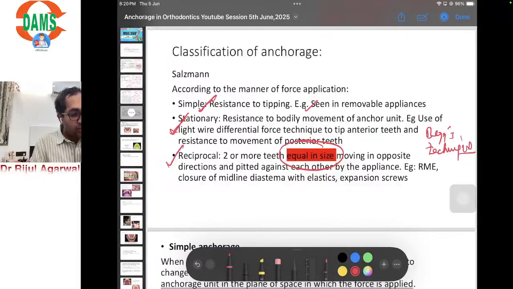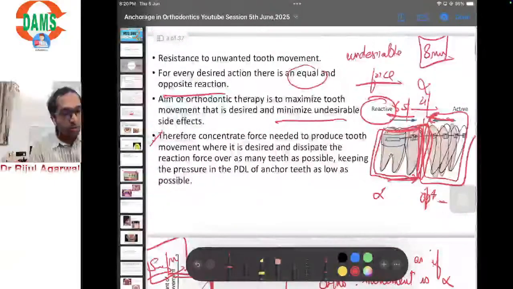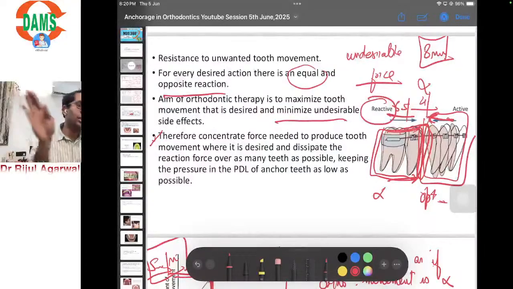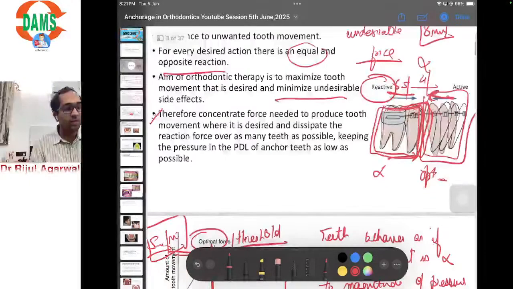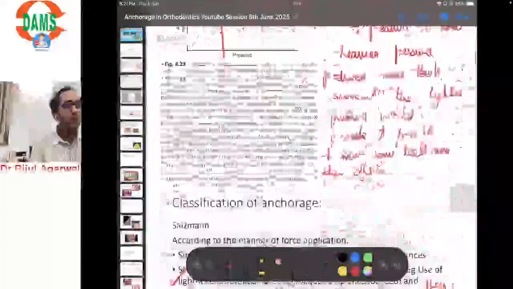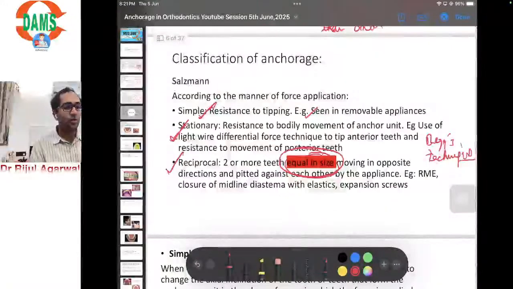Why is equal in size very important? Because of the example I just gave you. Here also there is reciprocal movement: the anterior teeth are mesializing and the posterior teeth are distalizing, but they are not equal in size. The periodontal surface area of the molars and premolars is much more as compared to the anterior teeth. So they become unequal. That's why this cannot be an example of reciprocal anchorage. The teeth should be equal in size, that is, they should have an equal periodontal surface area for us to classify them into reciprocal anchorage.